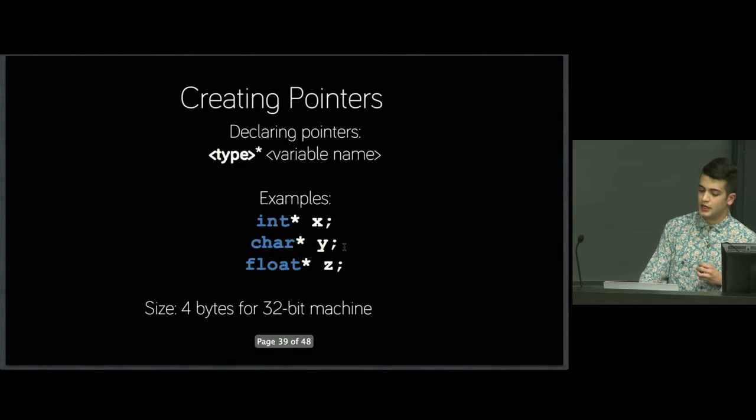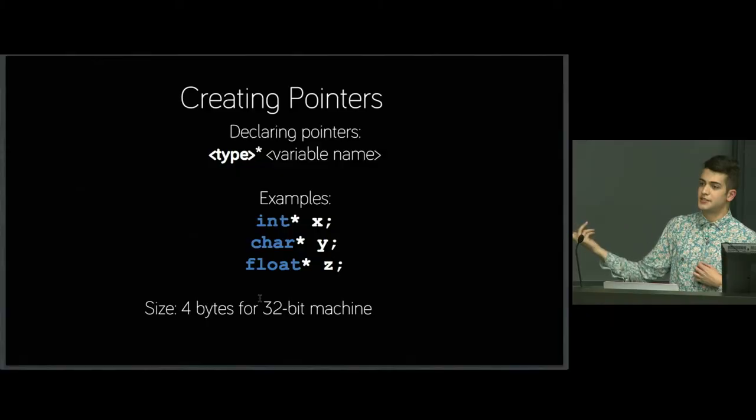Okay. And something interesting about pointers is that we say they are 4 bytes for a 32-bit machine. The reason for that is because 4 bytes are 32 bits. And machines that are 64 bits actually have pointer addresses that are 64 bits long. So it just means that the size of the addresses in the machine is different.